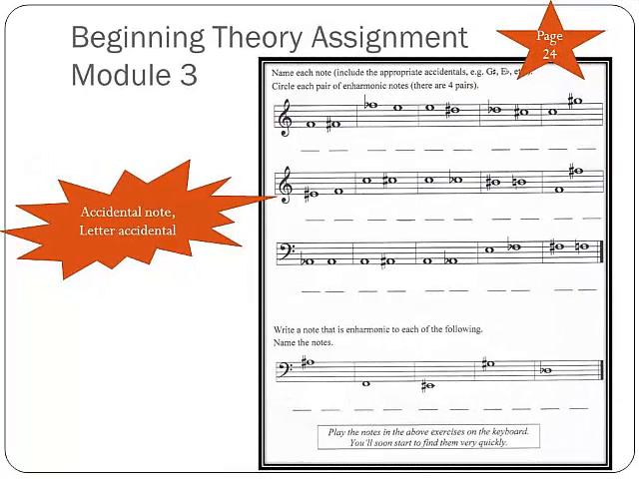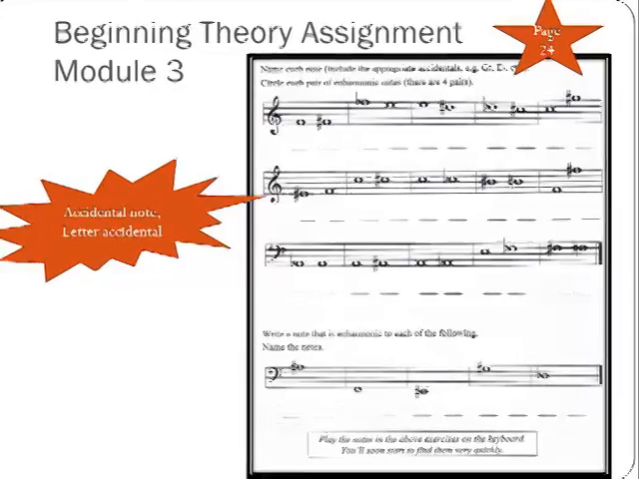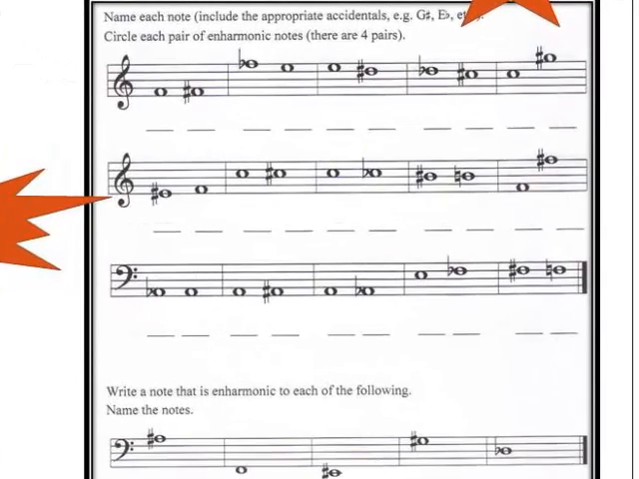Let's move on to page 24. Here you're going to name each note, including the proper accidentals, and then circle each pair of enharmonic notes. And there's 4 of them. Be careful in the last line. Do you see we have an A flat in the bass clef? The next note is also A flat, isn't it? Because your accidental carries for the whole measure.